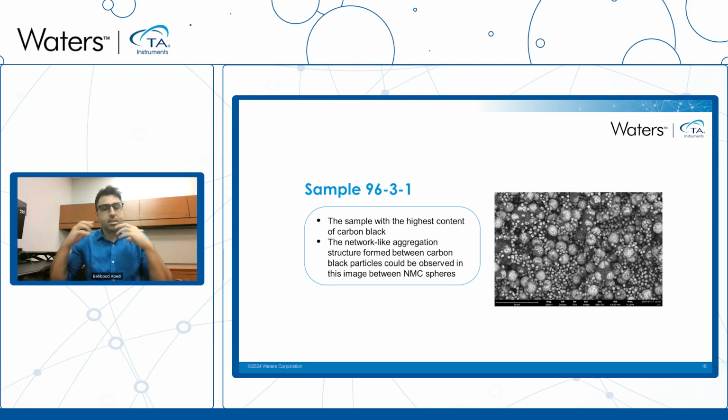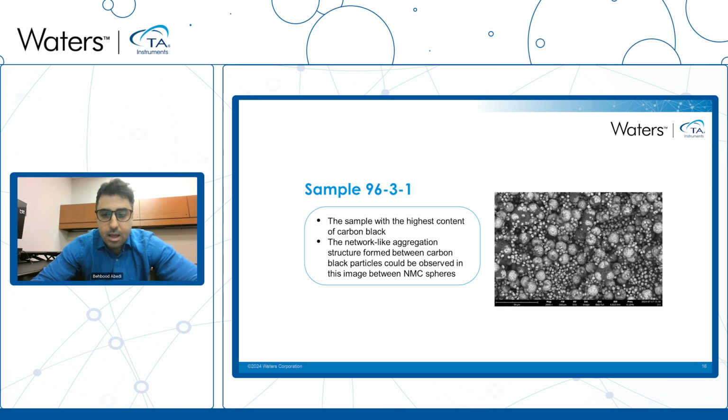So let's just start with this. I want you to get more insight about these powders. This is the SEM image. These spheres are the NMC spheres, and this is the 9631, the sample with the highest content of carbon black. You see here this network-like aggregation of carbon black between these NMC spheres, because carbon black is kind of fluffy and light, so 3% of carbon black is a significant volume. Yeah, this is how these powders look under SEM. I just want you to get more insight about it.